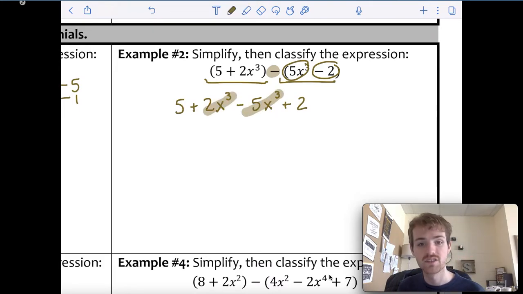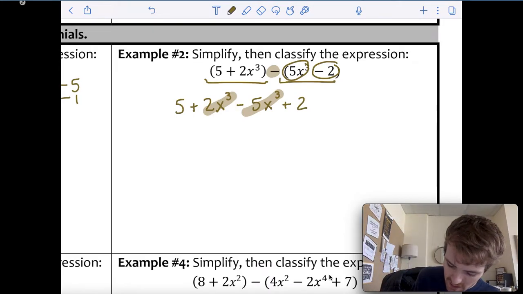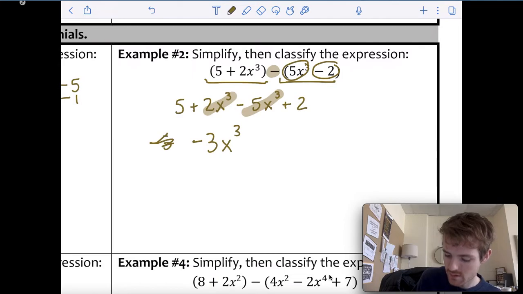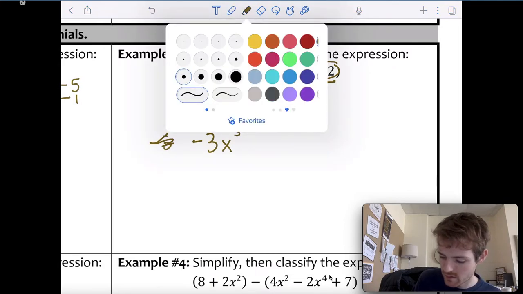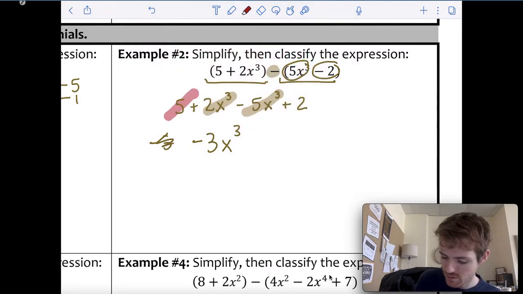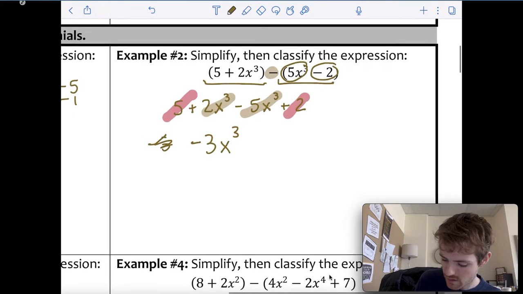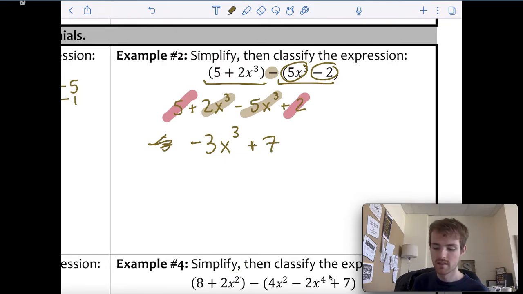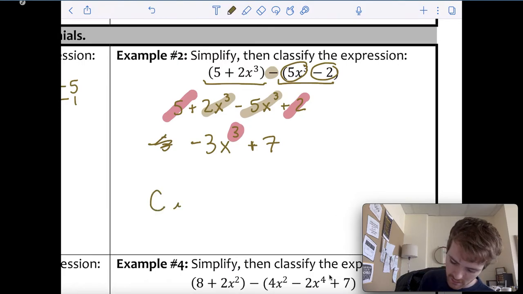I can combine like terms now. 2 minus 5 gives me negative 3. Whoa. Negative 3x to the third. And then 5 and 2 gives me plus 7. Here my degree is 3, so we call this a cubic. I have 2 terms, so it's a binomial.